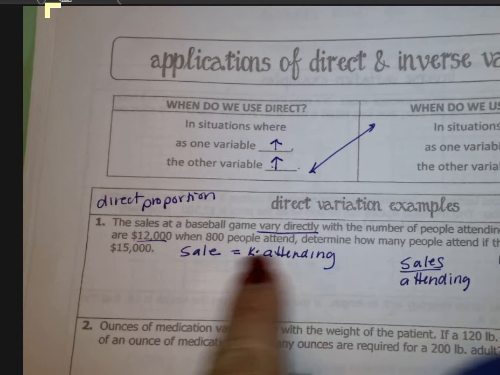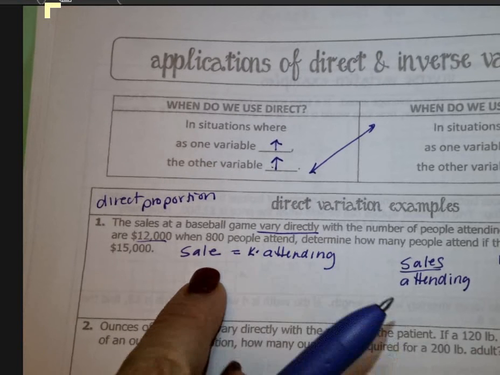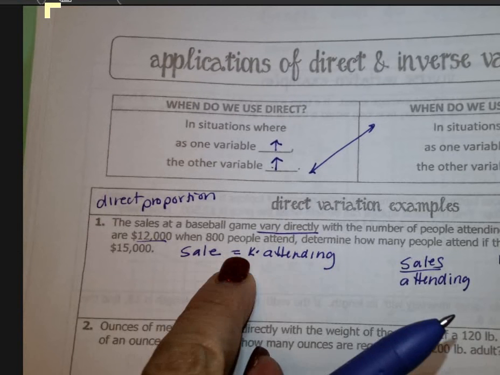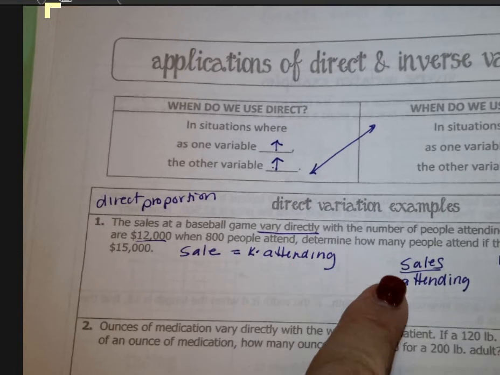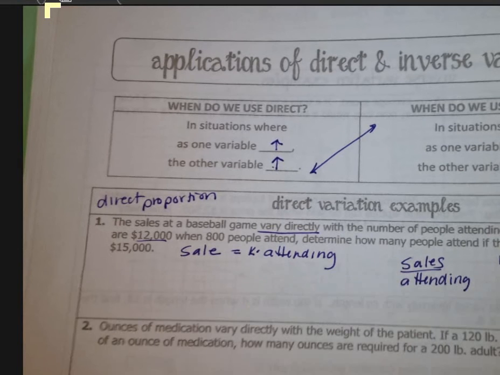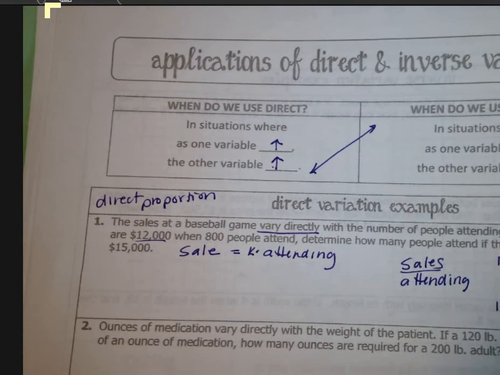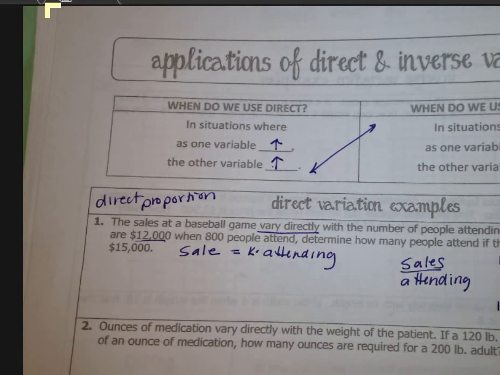If I was to write it as a direct variation problem, then the sales equals the constant times the attending, because sales vary directly with the attending. That's why it makes it sales over attending, sales over attending. And then I would just cross multiply. I'd get 12,000x equals this big number. So x equals 1,000, which means 1,000 people attended and paid $15,000.